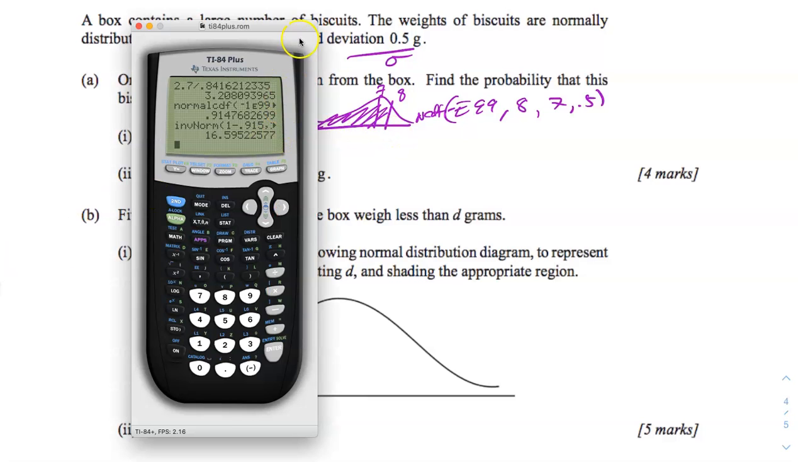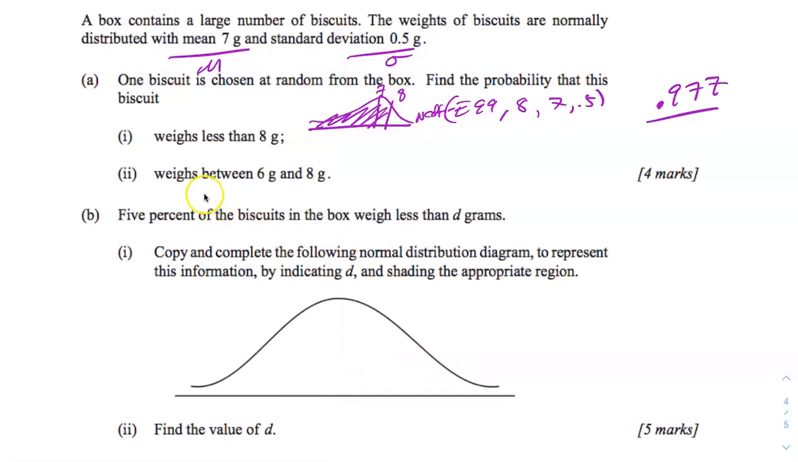So we bring out our calculator and just do that all over again. Second distribution, normal CDF, negative E99 to 8. My mean is 7 and my standard deviation is 0.5. And we get 0.977. There we go.